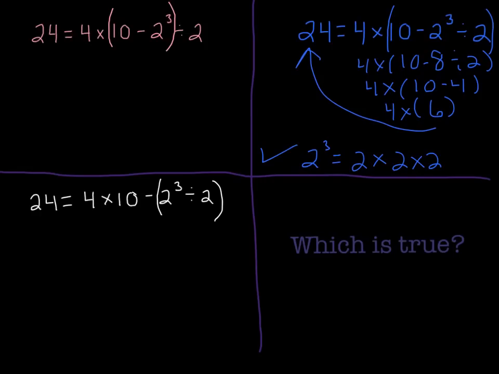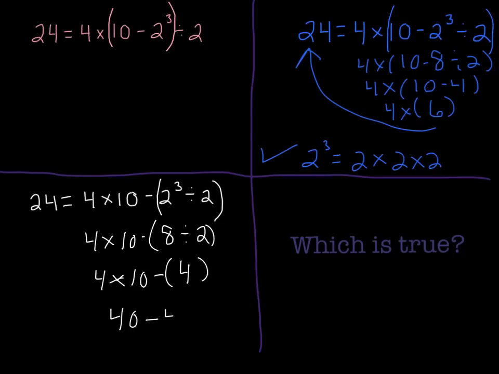Let's check out the other ones. Looking at the one on the bottom left over here, the work in the parentheses first means that we have to do 2 to the third power, which we know is 8. And then let's just rewrite it. 8 divided by 2 gives us 4. And then just rewriting the rest of it. Following PEMDAS, we have to do our multiplication next, so that would be 40 minus 4, which is 36. 24 is not equal to 36, so that one does not work.